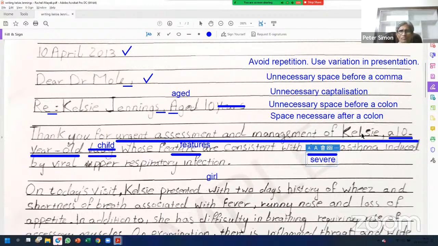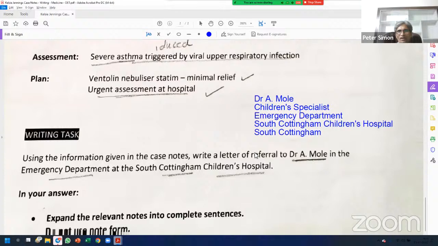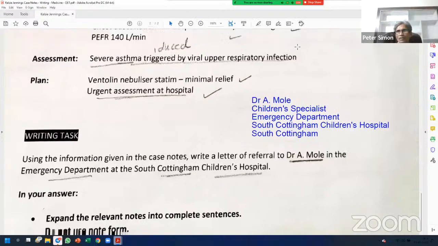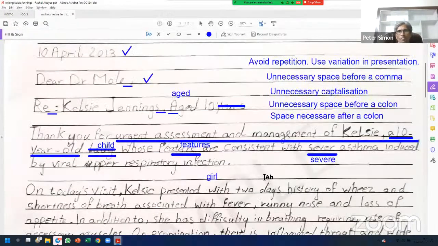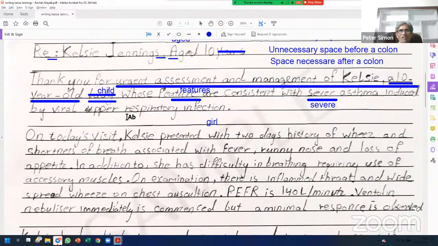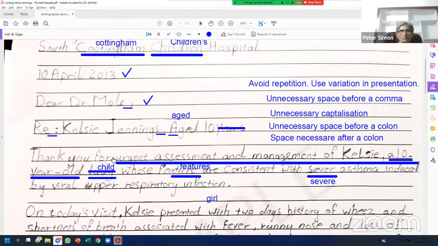Kelsie, comma, whose features are consistent with asthma induced by viral upper respiratory infection requires, or is this a referral letter or a discharge letter? You have to know. So you are writing a referral letter. Kelsie is being referred for urgent assessment. So where will I write? Okay, here only I will write.